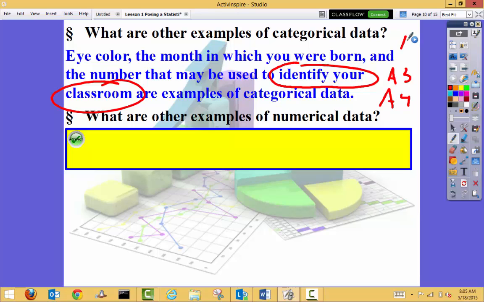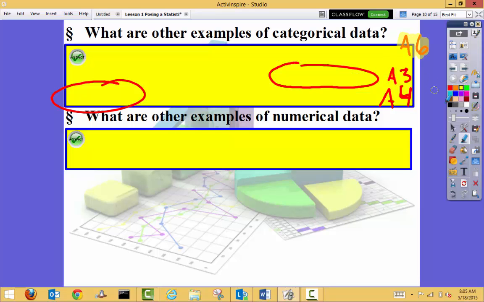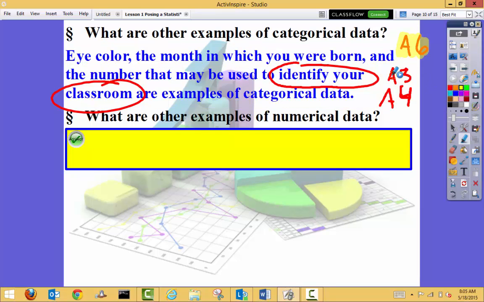Ms. Berrigan's is A6. Why are these categoricals? I see a number here. I see a 3. I see a 4. Why are they categorical? Well, it's because they're not just numbers. These are also letters. So it's making it not just numbers. So I'm putting them in categories because of that letter.